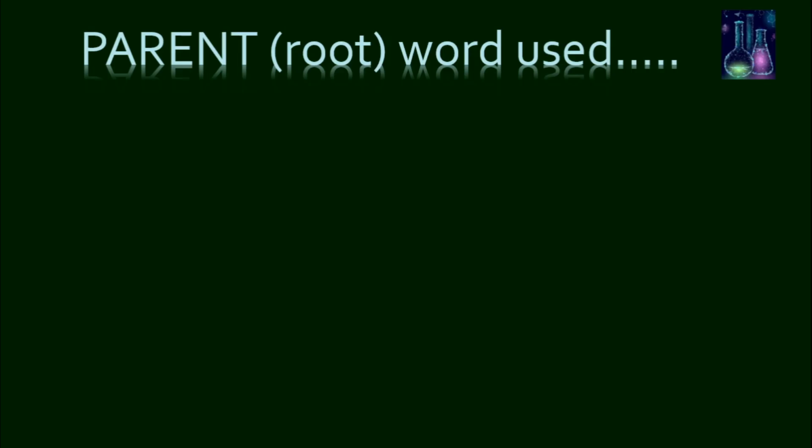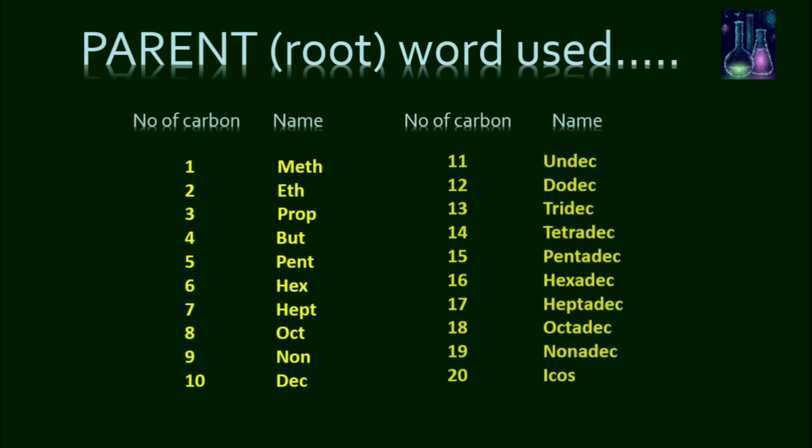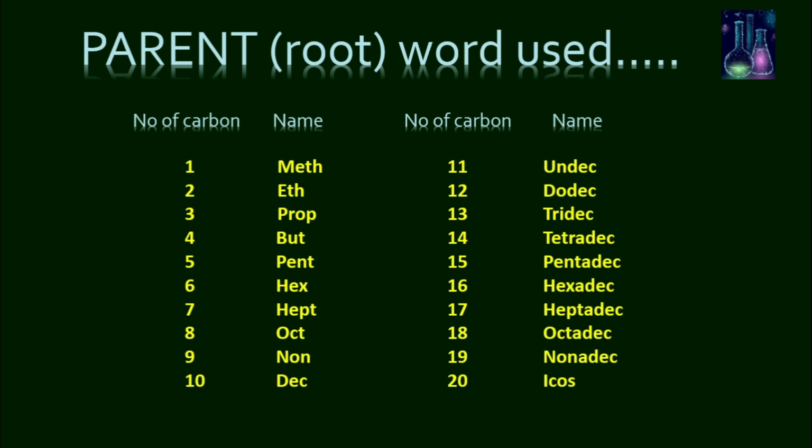The parent words used in organic chemistry are listed as follows. For one carbon, the name is meth. For 2 carbons, it is eth. 3 carbons, prop; 4 carbons, but; 5 carbons, pent; 6, hex; 7, hep; 8, oct; 9, non; 10, dec; and so on. The list is given up to 20 carbons.